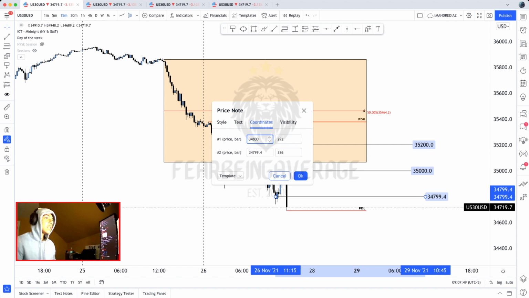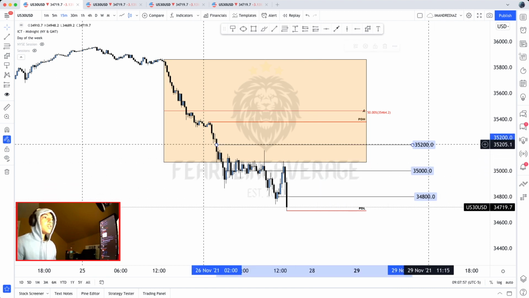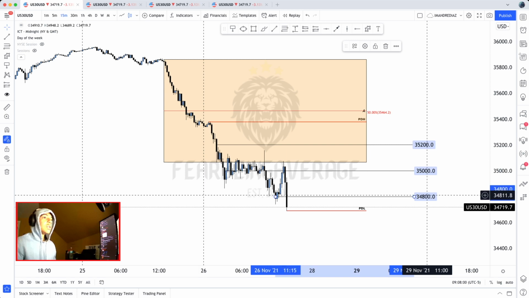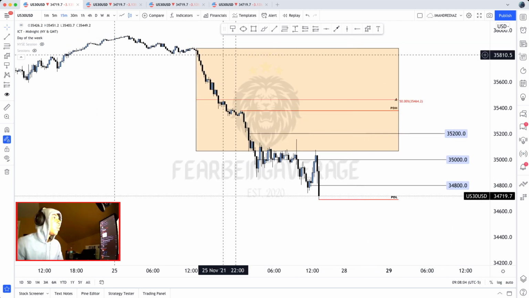This is all just hindsight right now. So we just got to wait for price to actually show us what it wants to do. But these are the major levels that we're going to be keeping our eye on: 35,200, 35,000, and 35,800. These are all the levels in between where price is currently trading at. So that's something we're going to keep in mind.